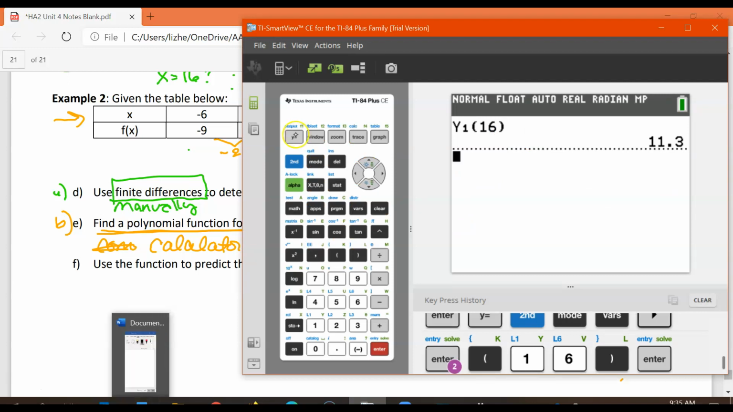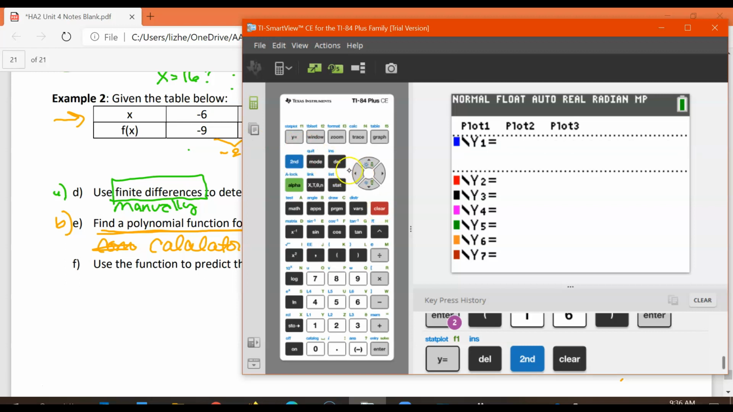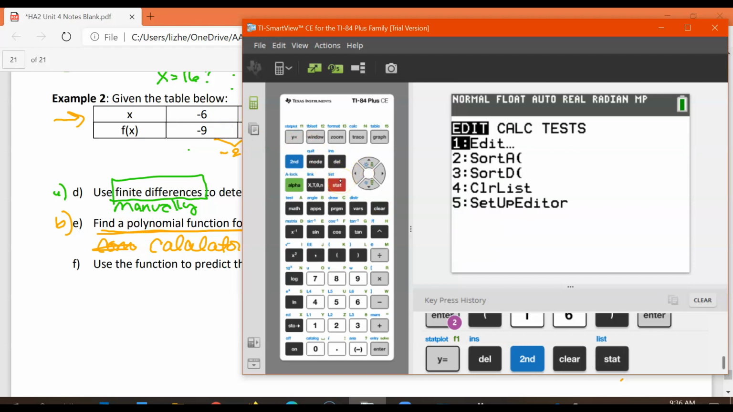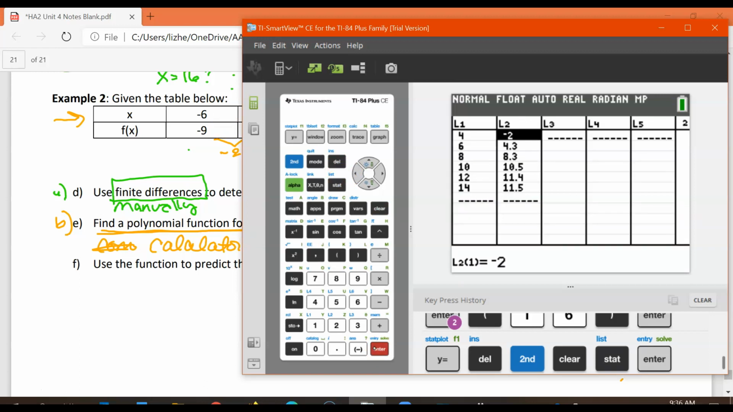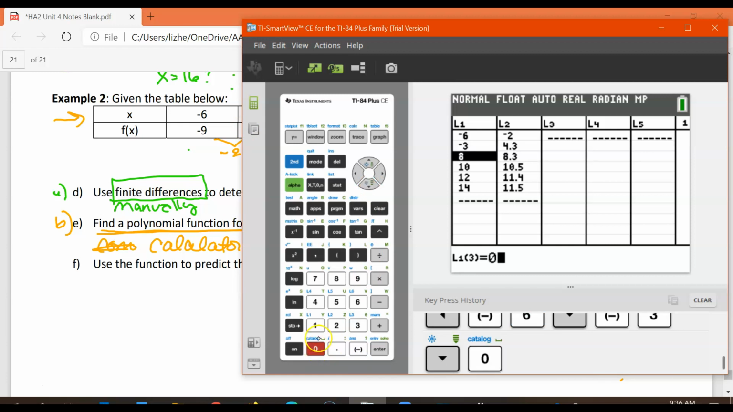So the first thing I want to do is go here and delete this because that was the last problem. So second quit. No, that's not the right thing to do. Clear. There we go. All right. And now I'm going to go to Stat, Edit, and I have all my old data. So I'm just going to go over that. I'm putting in my x's first: -6, -3, 0, 3, 6, 9. And there we have it.